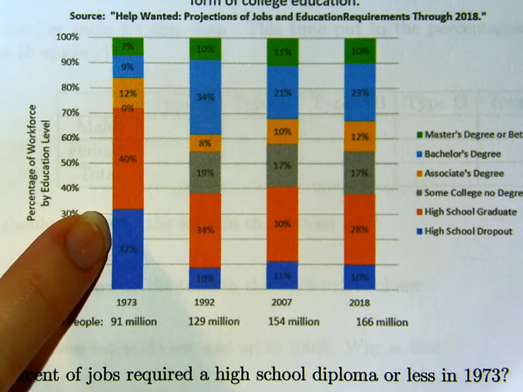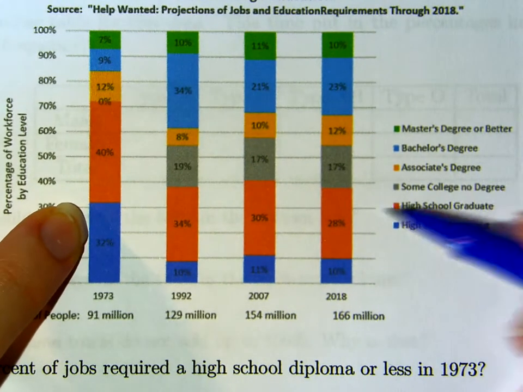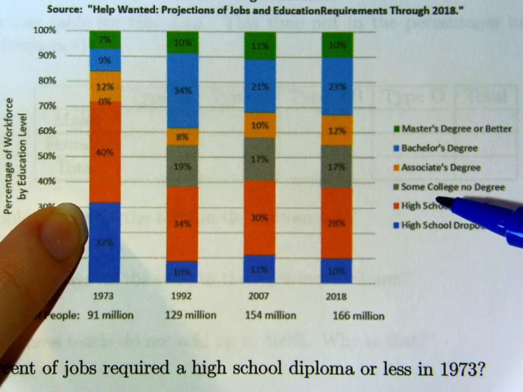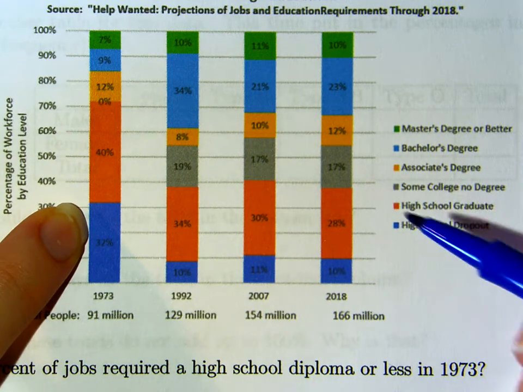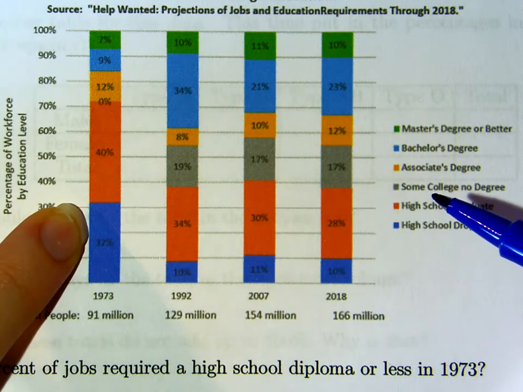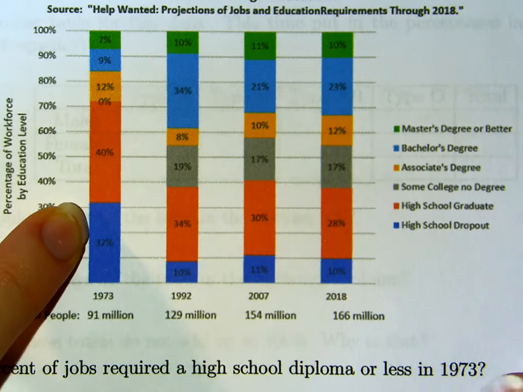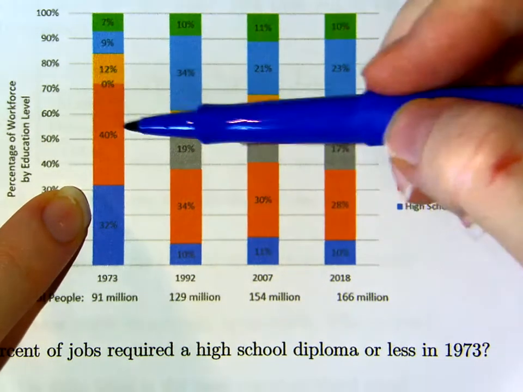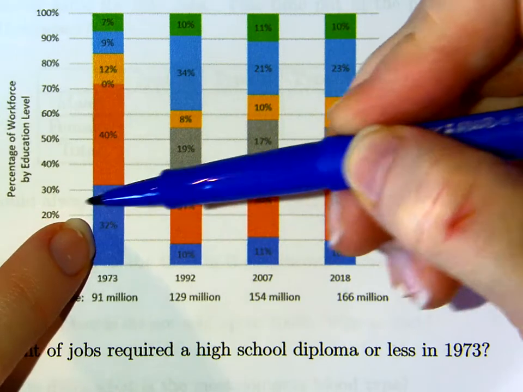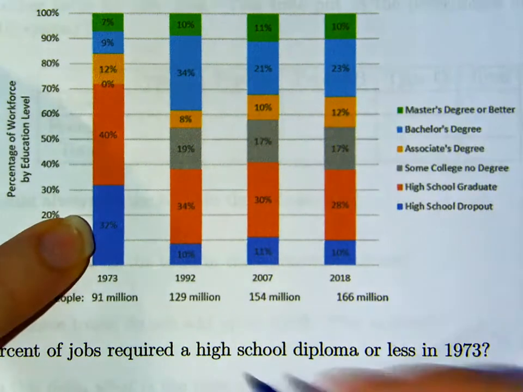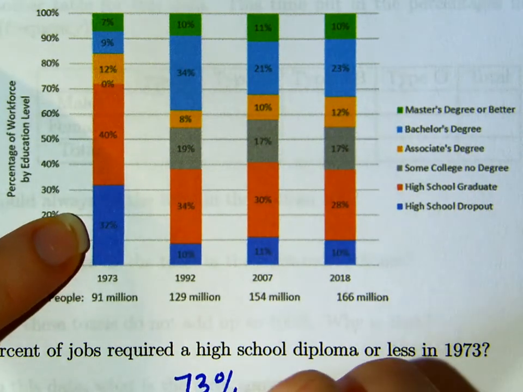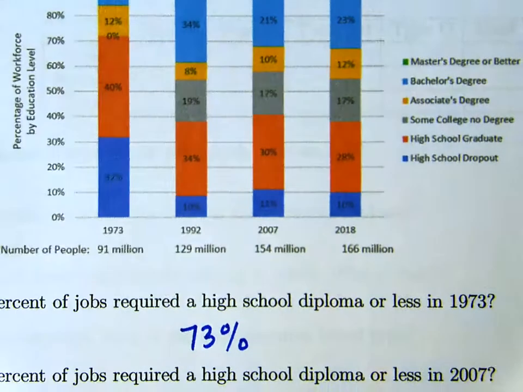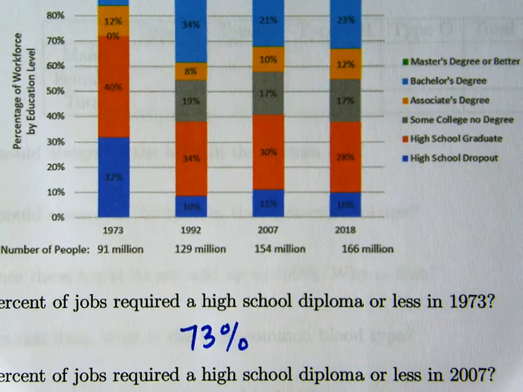Higher than that is some sort of, so some college might be a certificate or an associate's, or, maybe you went to beauty school. I don't know. Anyway, just kind of certificate. So high school diploma or less in 1973, well, that would be this 40% in addition to this 32%. So 73% of jobs required a high school diploma or less in 73.